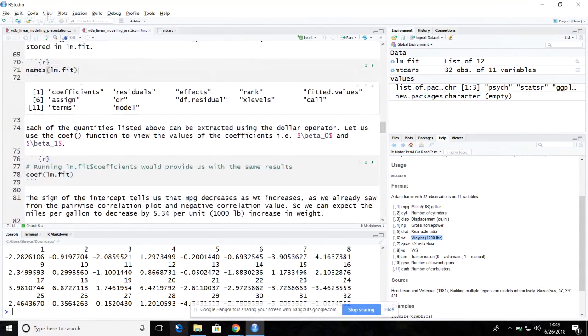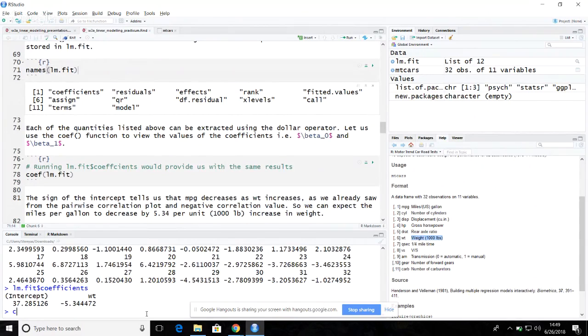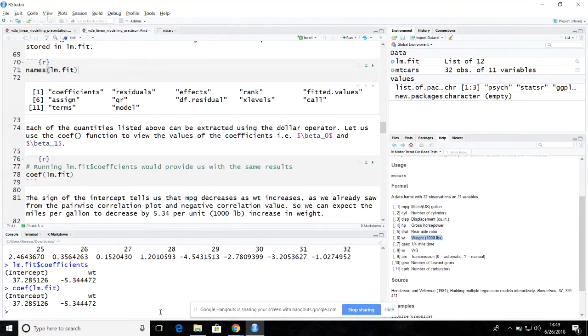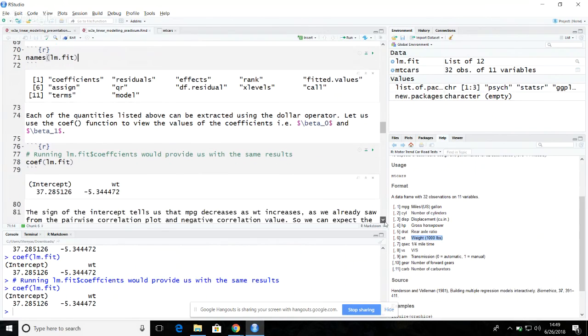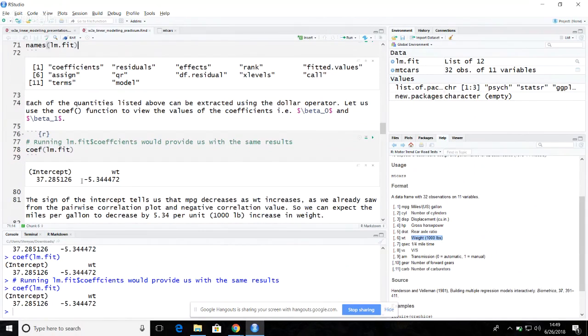We can also use specific functions. I could either say lm.fit$coefficients to see the coefficients, or I could use the coef function on lm.fit, which is what we would get if we ran this. So here, the slope, theta 1, is negative 5.3. That means that we expect the miles per gallon to decrease by 5.3 for an increase of 1,000 pounds of weight.